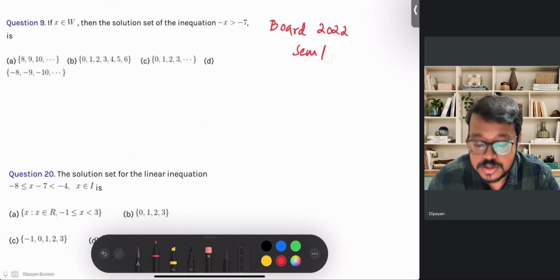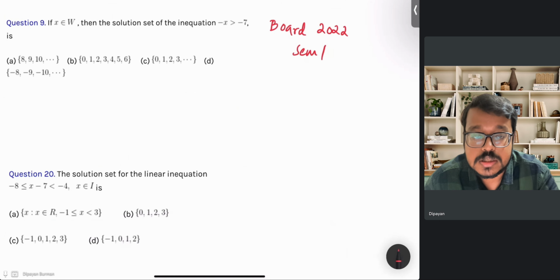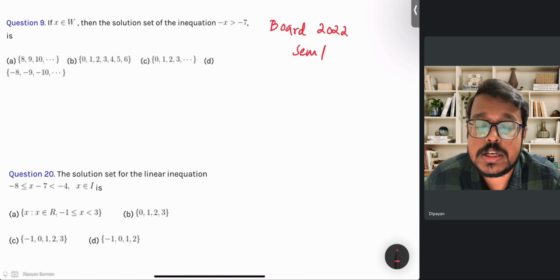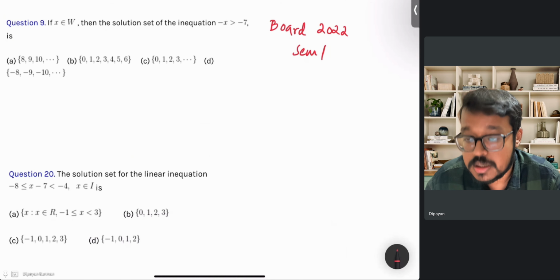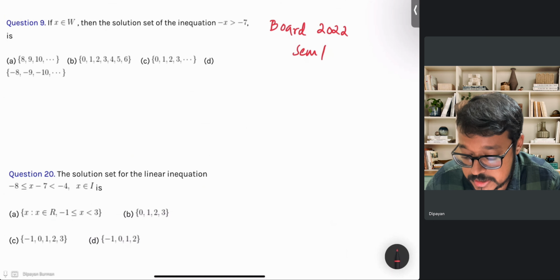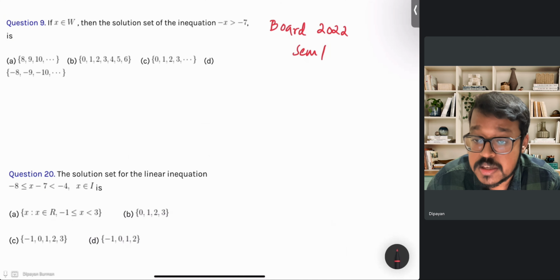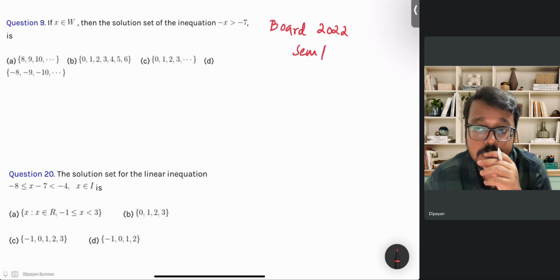Let's solve some MCQs from linear inequations which were asked in the ICSE Board exam 2022 semester 1. So the first MCQ is: if x belongs to W, then the solution set of the inequation minus x greater than minus 7 is which of the following?